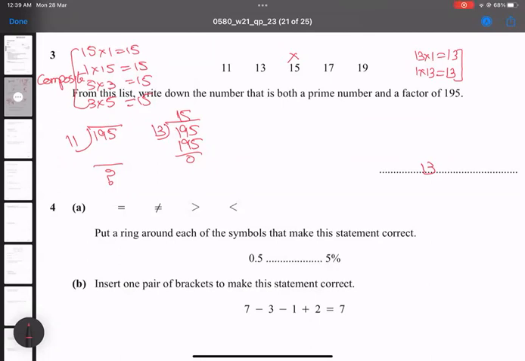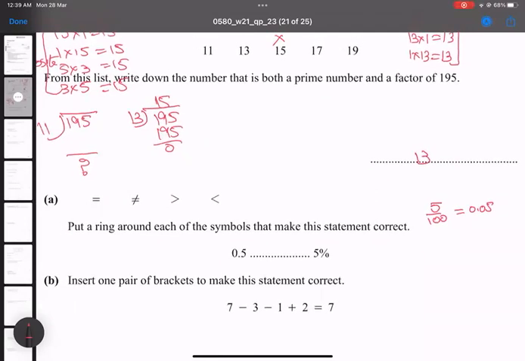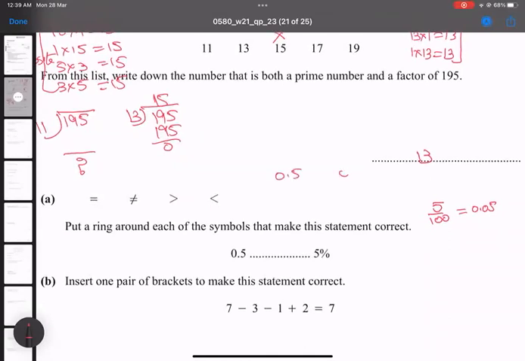We are given 4 signs. Put a ring around each of the symbols that make this statement correct. Now we must know one thing. What is 5%? 5% is 5 out of 100, and if you check it, it becomes 0.05. Now we'll check what our right option is. So 0.5 and 0.05, common sense, this is not equal. Number one, even, not equal. He said put a ring around.